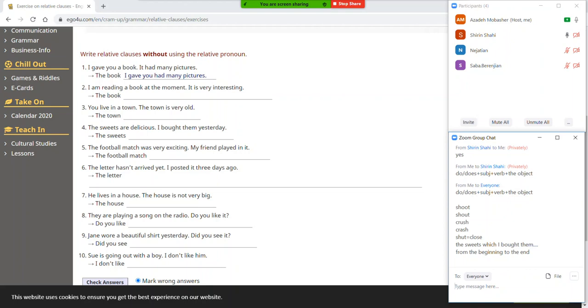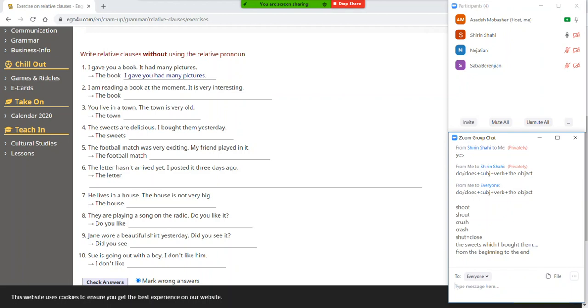Now number six. The letter hasn't arrived yet. I posted it 3 days ago. The letter I posted 3 days ago hasn't arrived yet. Very good, excellent. Now number seven. He lives in a house. The house is very big. The house he lives in is not very big. Very good.